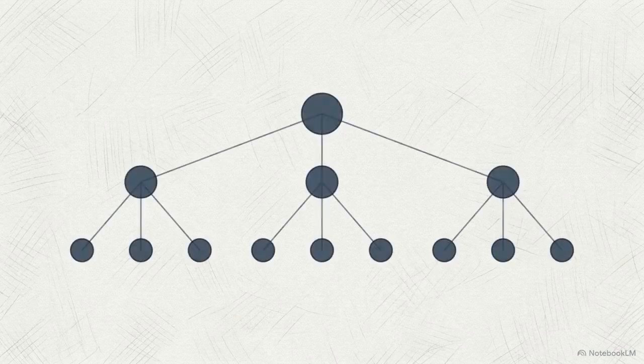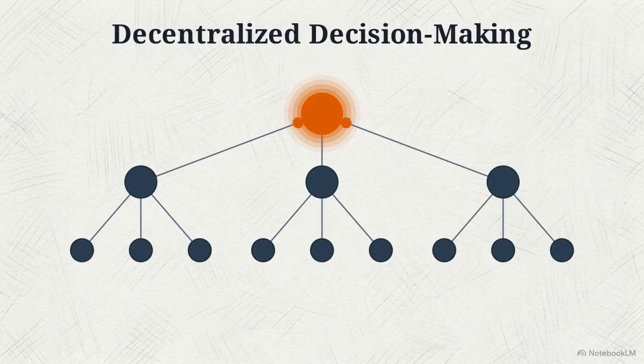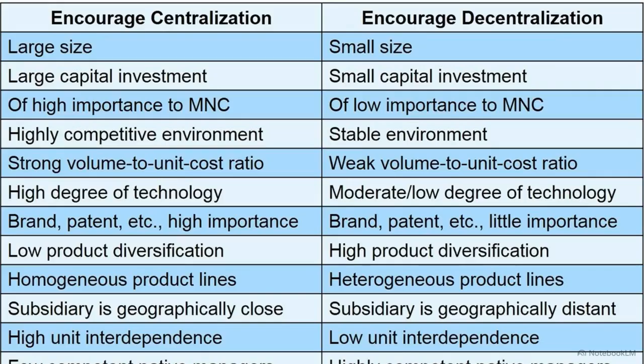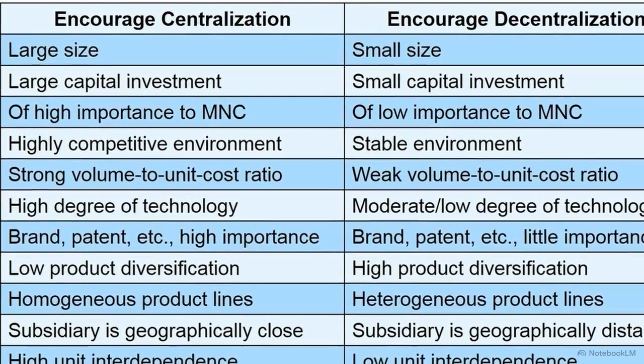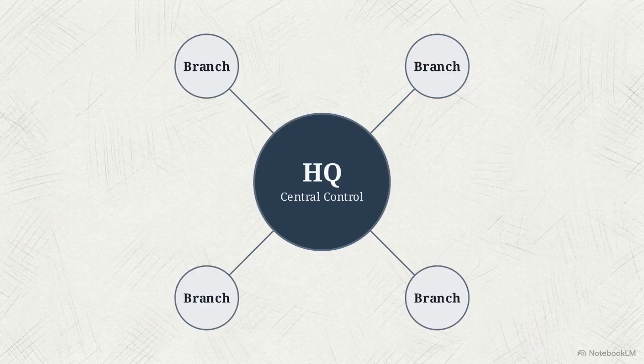Management must choose between centralized decision-making, where strategic power remains at the top, and decentralized decision-making, where power is pushed down to operating teams. This table isolates the specific variables that force an organization toward one end of the spectrum or the other. Look at the left column. Large capital investments, high degrees of technology, and homogeneous product lines strongly encourage centralization. Headquarters hoards control under these conditions to protect proprietary assets, enforce standard quality, and minimize financial risk.